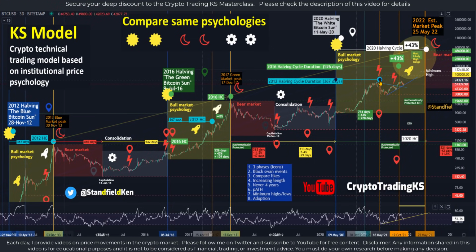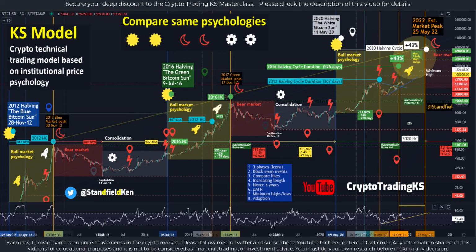Previously, there was a little bit of confusion between this blue dot and this green dot. That's just simply the length of the previous cycle. When you see the blue dot, this is the 2012 367-day period here. And the green dot here is this 2016 halving cycle for 526 days. I've just labeled that out more clearly for you.